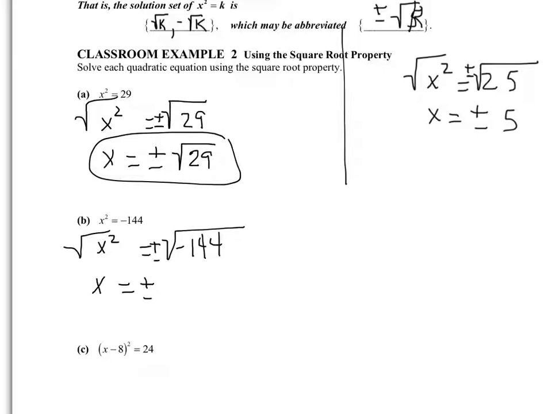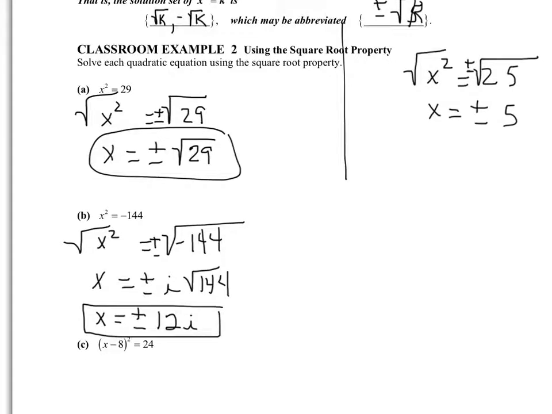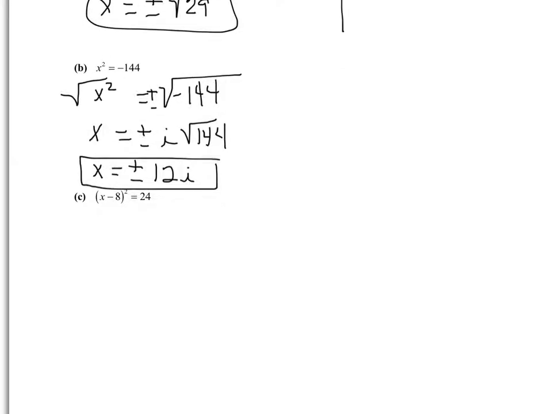Notice on this one there is a negative number under the radical. What does that mean that I need to do? Take my i out, remember? So I would have i times the square root of 144, and if I double check, 144 is a perfect square. That will give me a final answer of x equals plus or minus 12i. So you may have a complex number as your answer when you're using the square root property, and that's perfectly fine.